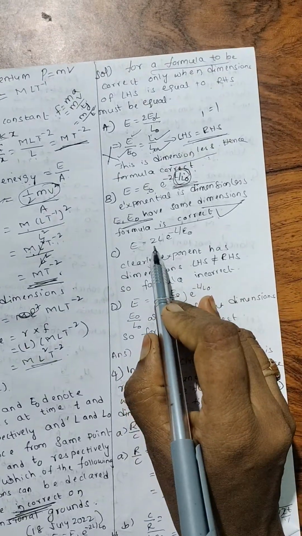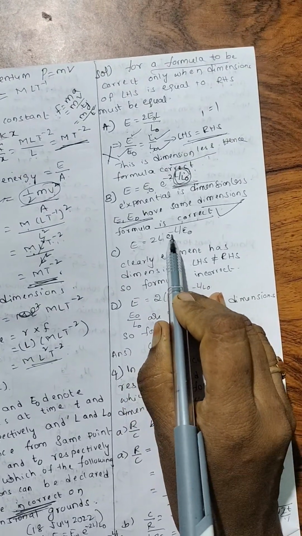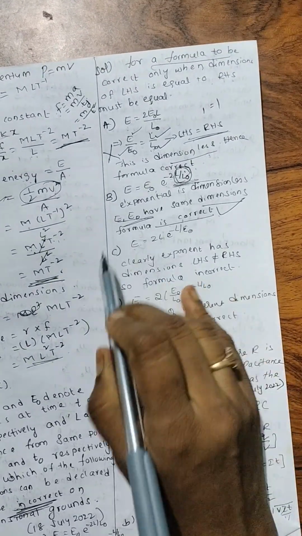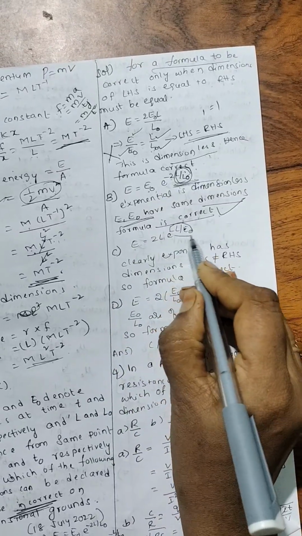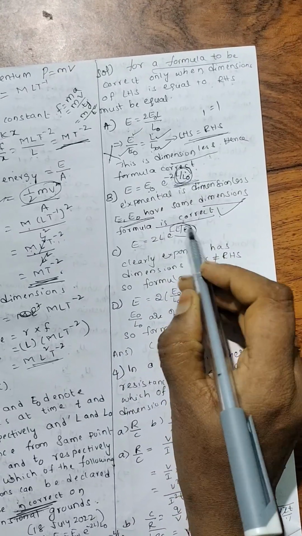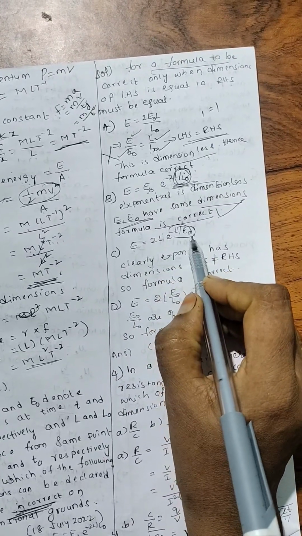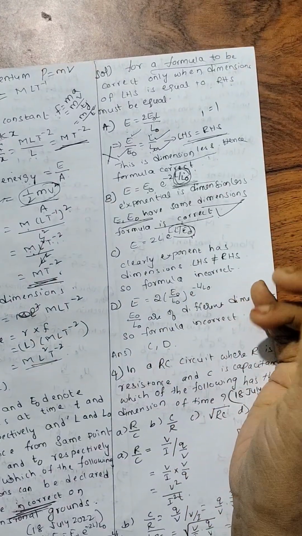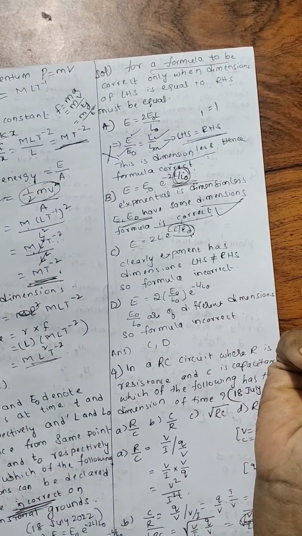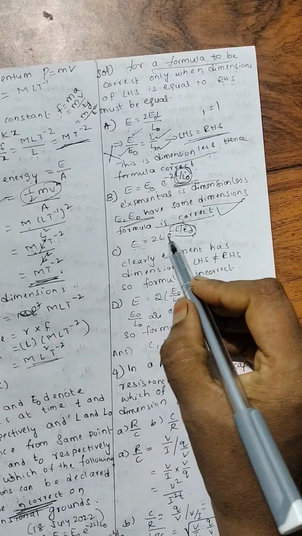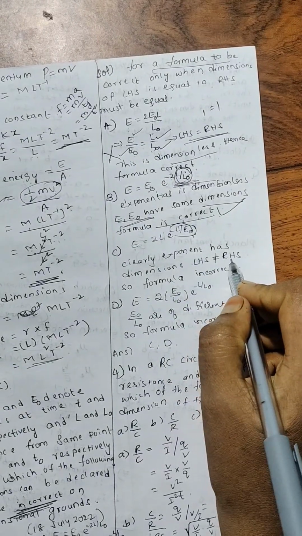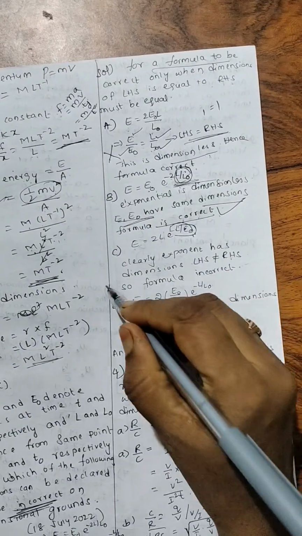The third formula: E equal to E naught e to the power of minus L by E naught. So no need of seeing all this, just see the exponential term, L by E naught. Distance by energy. Right? Distance by energy, so they will not have the same dimensions. So here LHS cannot be equal to RHS. So this is the incorrect one.